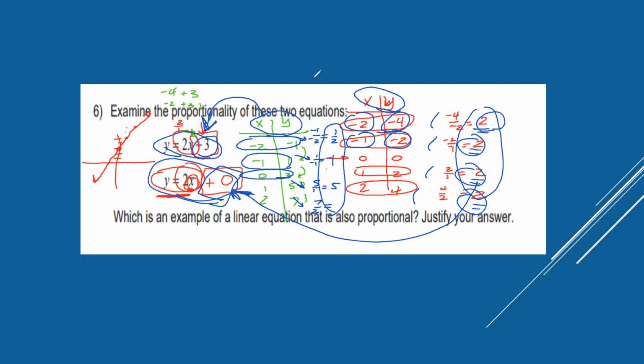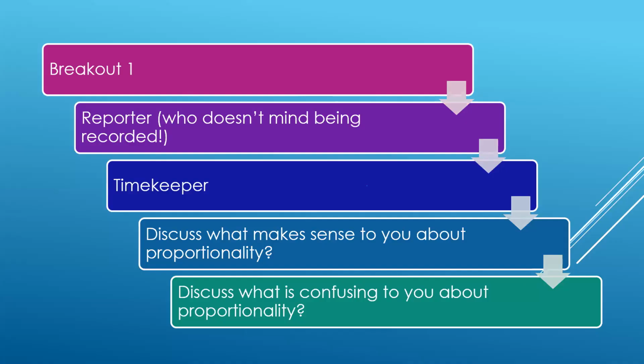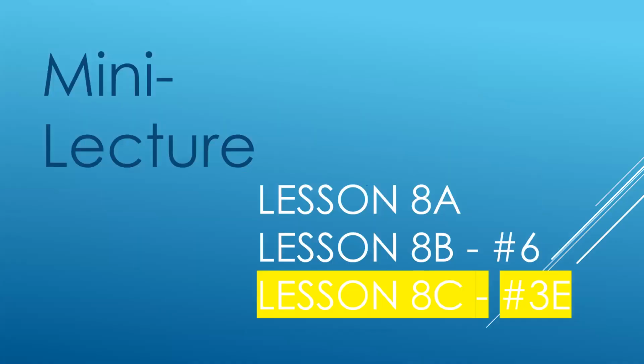So I'm going to erase all of this, and we're going to go to our next mini lecture when I can get all of this to work. There we go. And so now we're going to look at lesson 8C, and we're going to look at part 3E. So my live people, my listening later people, would you go to 8C, and would you look with me?